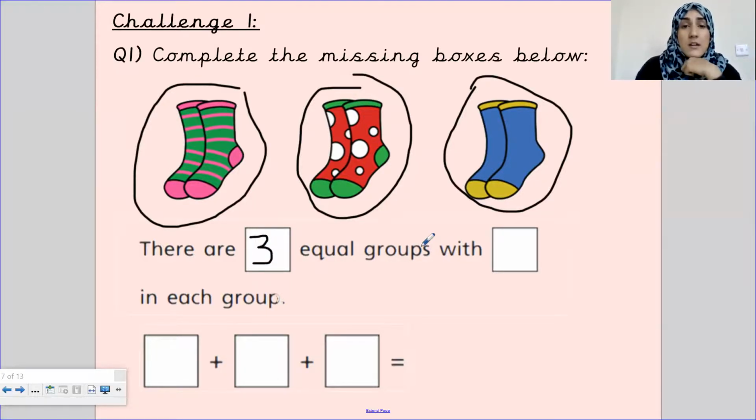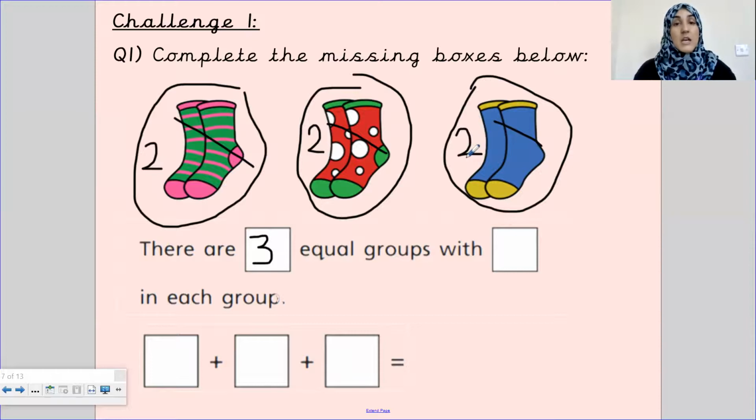So hang on. We need to check if it's equal. It might not be equal. Let's count. We've got 2 socks in here. We've got 2 socks in here. And we've got 2 socks in this group. So 2 and 2 and 2, they are all equal. It's the same number in each group. So there are 3 equal groups with how many socks in each group? Show me your fingers. Well done, 2. 2 socks in each group.